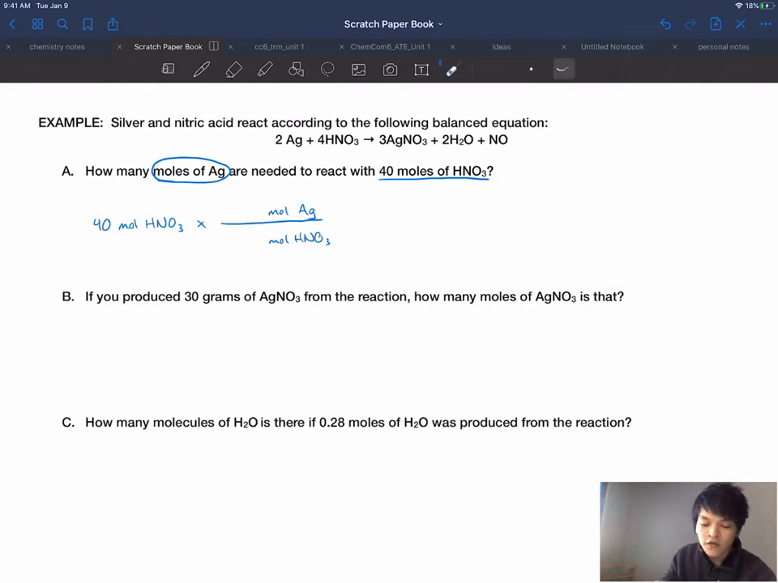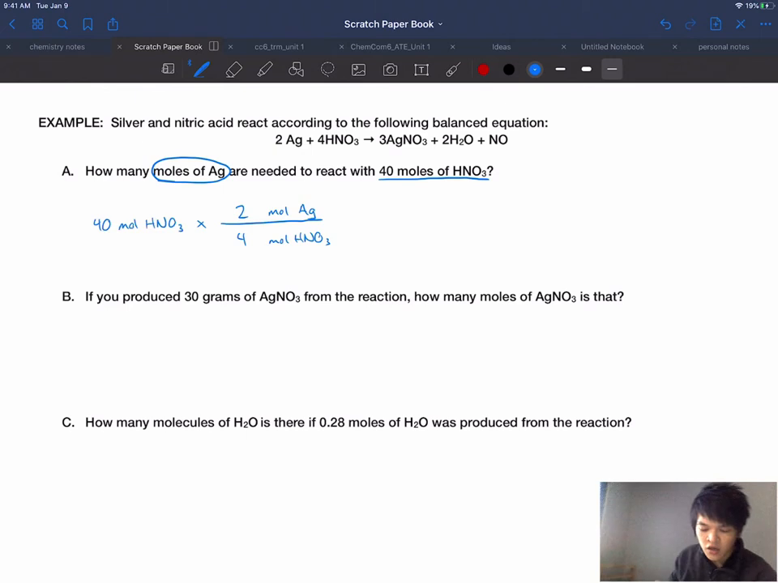Notice that we have a mole ratio. On the flow chart, when we have a mole ratio, we get the numbers from the balanced chemical equation. Now, the balanced chemical equation is right here. So how many moles of silver do we have? And how many moles of nitric acid do we have? According to this, there's 2 moles of silver, there's 4 moles of nitric acid. So we write 2 moles of silver on the top, and then 4 moles of nitric acid goes on the bottom.